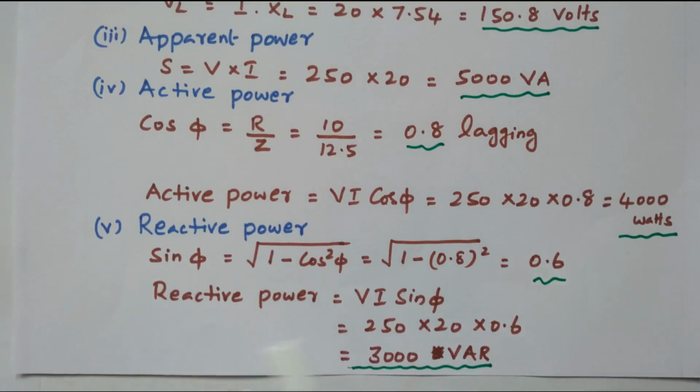So the reactive power is V into I into sin phi. V is 250, I is 20, sin phi is 0.6. By simplifying we got 3000 VAR. The unit for reactive power is VAR. For apparent power the unit is VA, for active power the unit is watts, and for reactive power the unit is VAR. Now we calculated all the parameters. Now we'll go to the second problem.